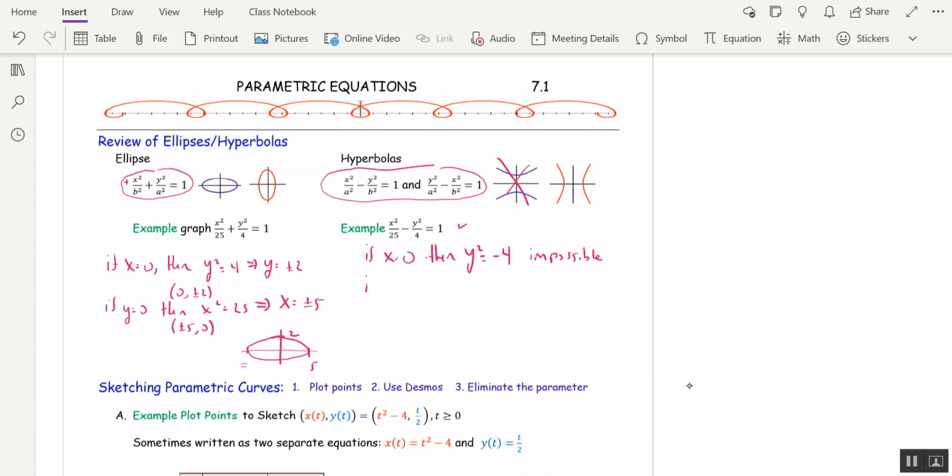So let's just find the x-intercept. If y is 0, then x squared is 25, so x is plus or minus 5. So this one looks like this, opens left-right, and this is 5 here. All right, so that'll come up today.